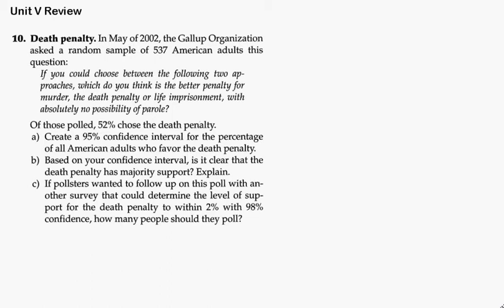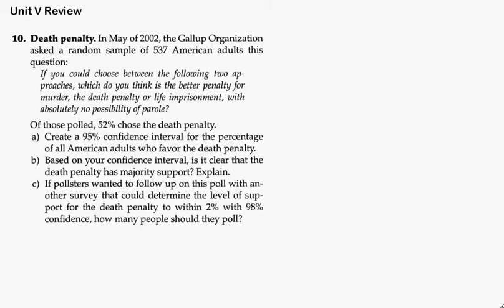This is Unit 5 review, Problem 10. It's called the death penalty. So we have the Gallup organization, which is a polling organization, asked a sample size of 537 American adults their opinion on punishment for murder. And there are only two options, so death penalty or life imprisonment with no possibility of parole. So they want us to do a confidence interval to estimate the percentage of Americans who favor the death penalty.